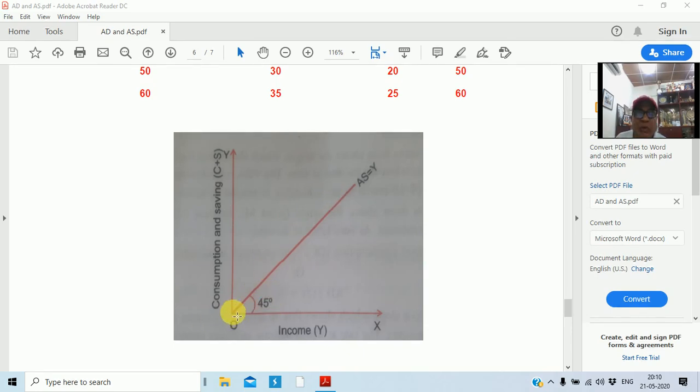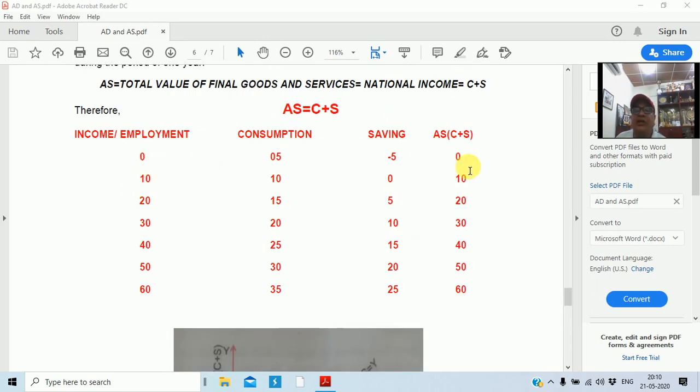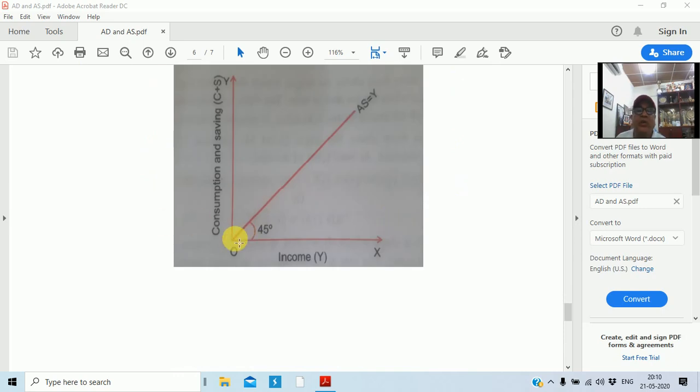Why does it start from the origin? Because at 0 level of income, the supply of goods and services is 0. That's why it starts from the origin. And both income and aggregate supply increase in the same proportion. That's why it is an upward sloping straight line at a 45-degree angle.